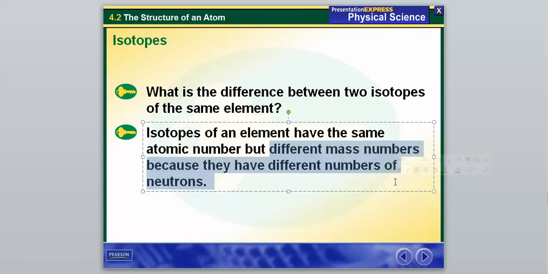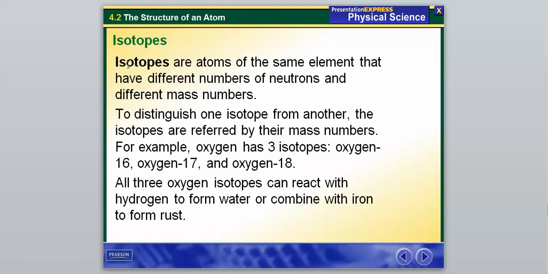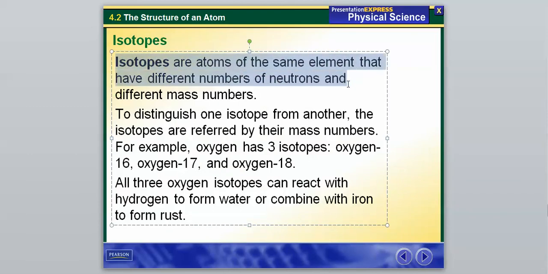When we have an isotope, and we'll get some examples in a second, it's basically two of the same element. They have the same number of protons, so they're both hydrogen, for example, but when we look at their nucleus, they have different numbers of neutrons, so they have slightly different characteristics. I would make sure I wrote this down: isotopes are atoms of the same element that have different numbers of neutrons, and therefore different mass numbers. To distinguish one isotope from another, they're referred to by their mass numbers. We'll give an example here.